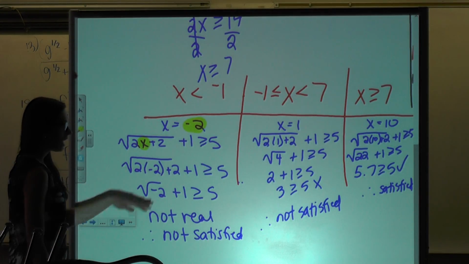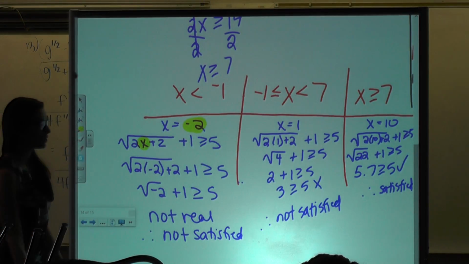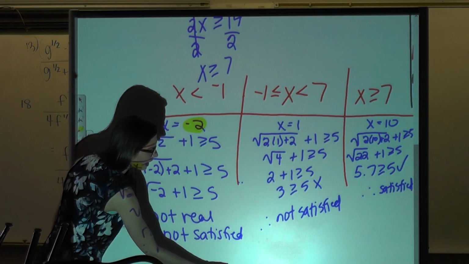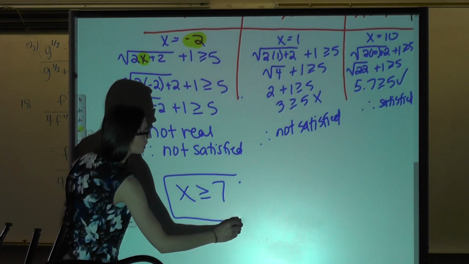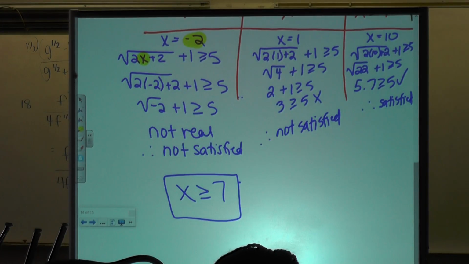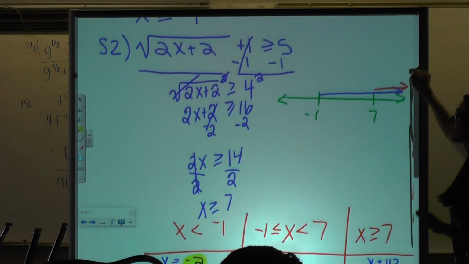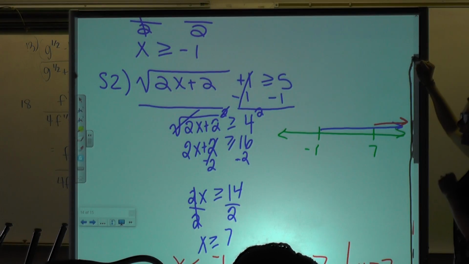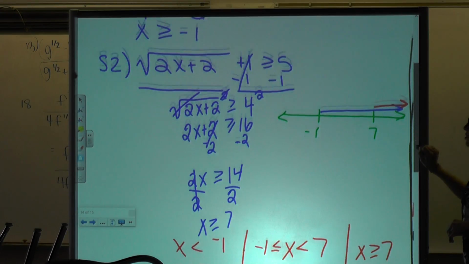So for this one, the left did not work, the middle did not work, but the right did work. So your answer has to be x is greater than or equal to 7. These are the only values that will work for this problem. But where people mess up in the past is they got x is greater than or equal to -1, and x is greater than or equal to 7. So they say, oh, so x has to be greater than or equal to -1. No, that's not going to work for you. So you have to make sure that you test those values.